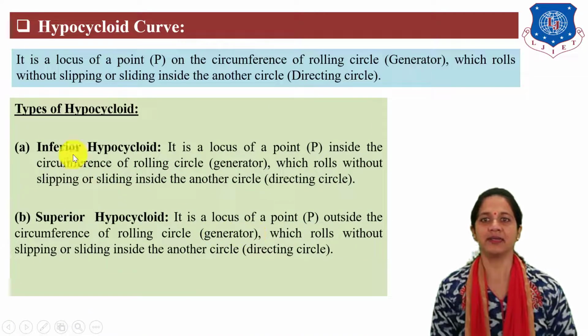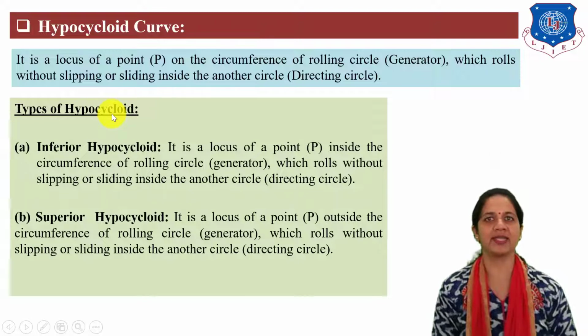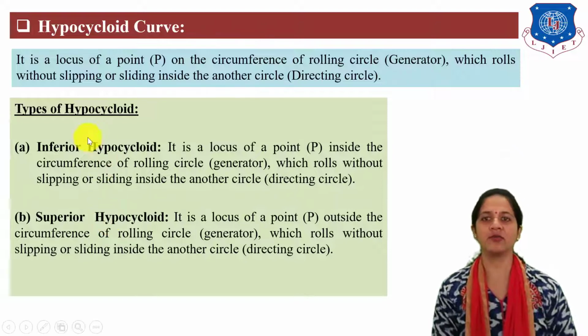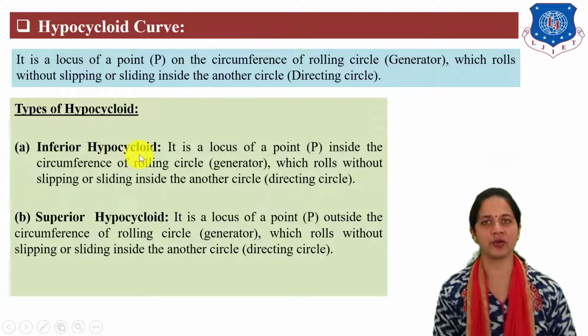Next, let us understand the types of hypocycloid. There are 2 types of hypocycloid: inferior hypotrochoid and superior hypotrochoid. The fundamentals of inferior and superior are common for cycloid, epicycloid and hypocycloid. Now, what is an inferior hypotrochoid?